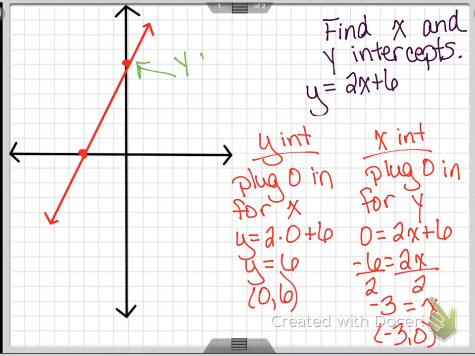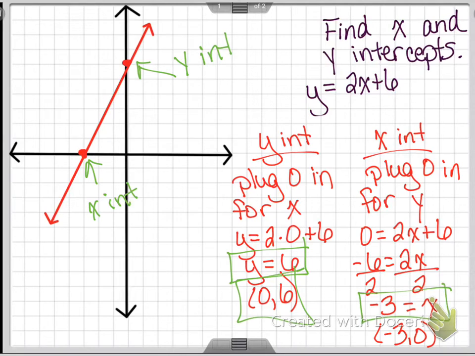That's my y-intercept. This is my x-intercept. Now, if you put this as your answer for y-intercept, I'm good with that. If I say, what's the y-intercept? And you tell me y equals 6, I'm good. If I say, what's the y-intercept? And you tell me 0 equals 6, I'm good. X-intercept, -3 equals x, or -3, 0.